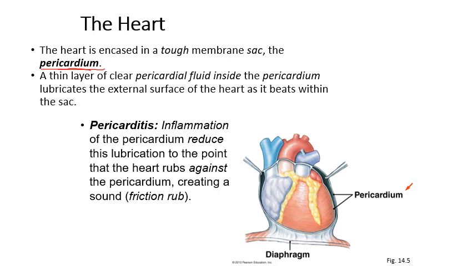So the pericardial fluid reduces the external surface friction, keeps the heart from rubbing against the pericardium. Okay, prevents that friction. Pericarditis, that would be inflammation. If this starts getting inflamed, it will start pushing on the heart.